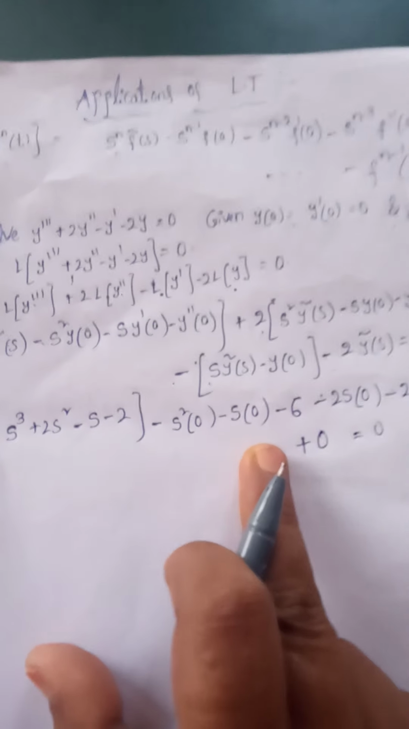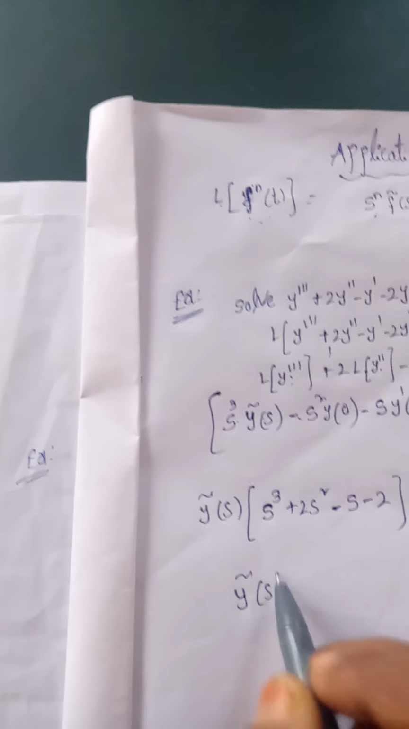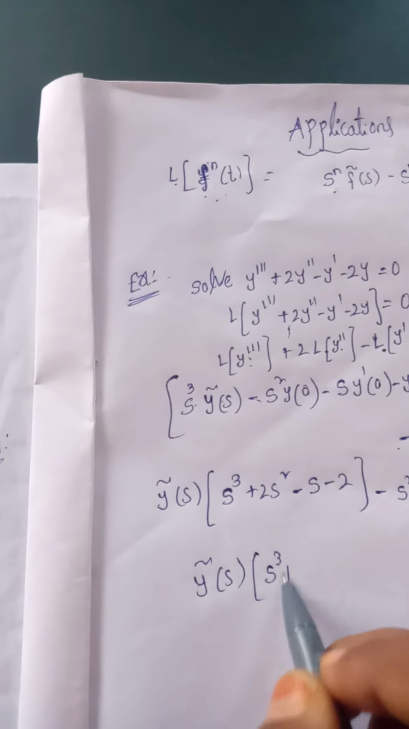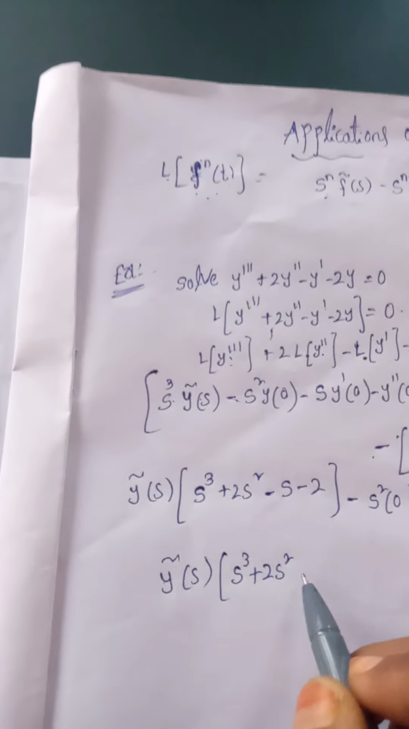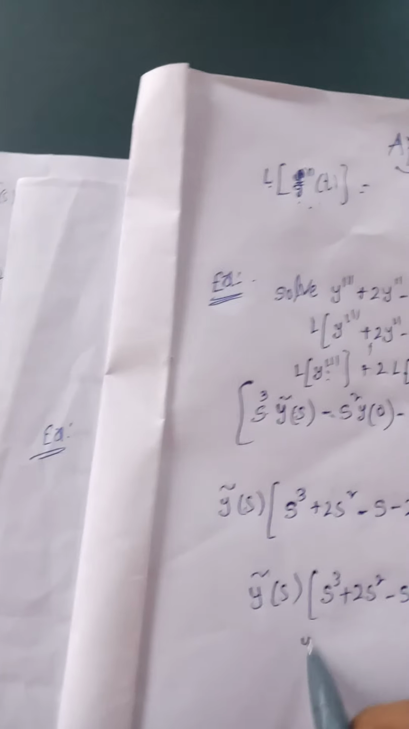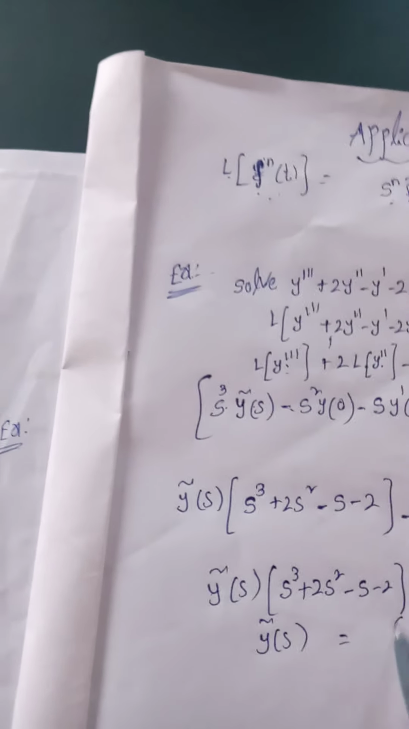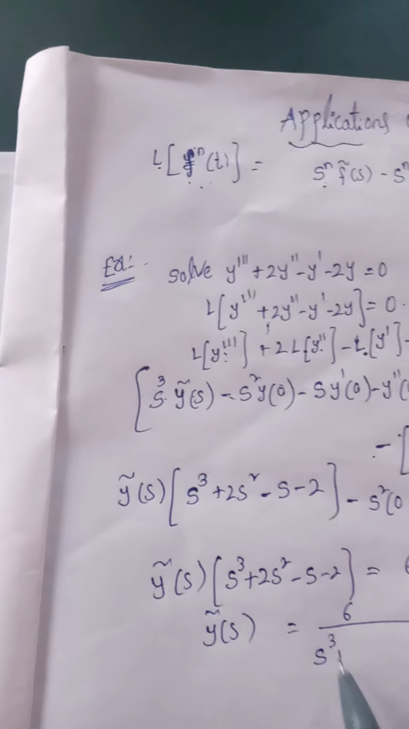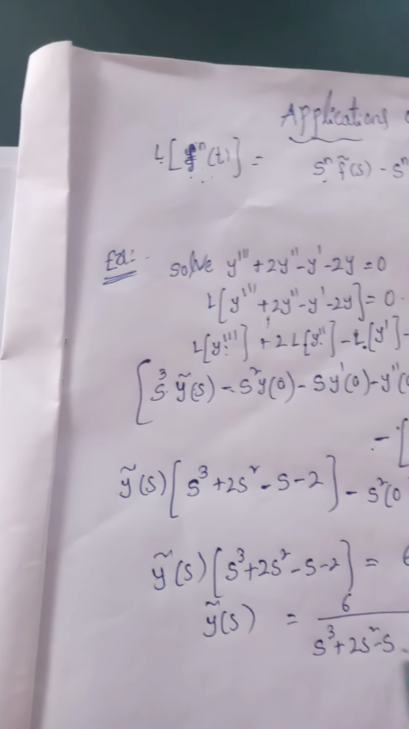Substitute all the values. Okay, so y bar s. The remaining constant values you can take outside, that means to the right side. Here the only constant value is 6. Minus 6, you can take the 6 outside. Y bar s is equal to 6 by s cube plus 2s square minus s minus 2.